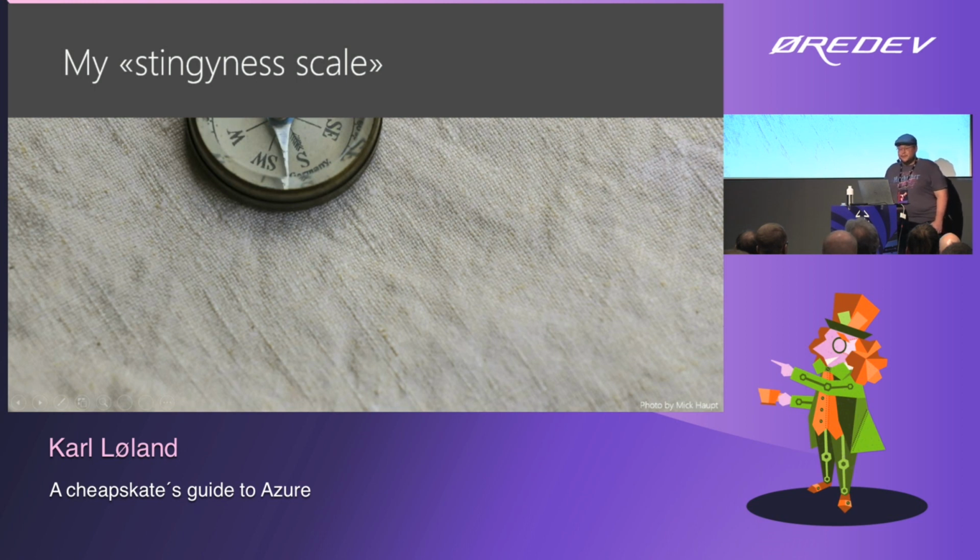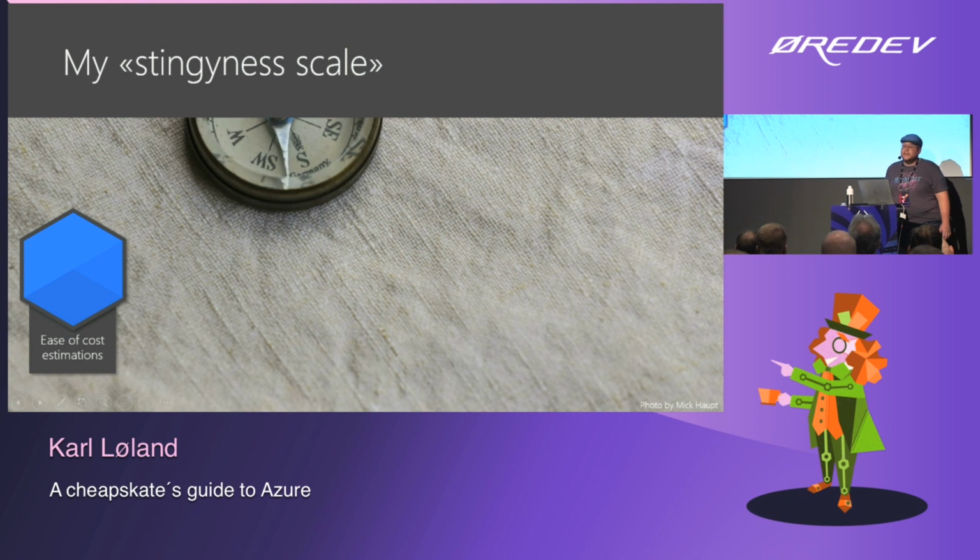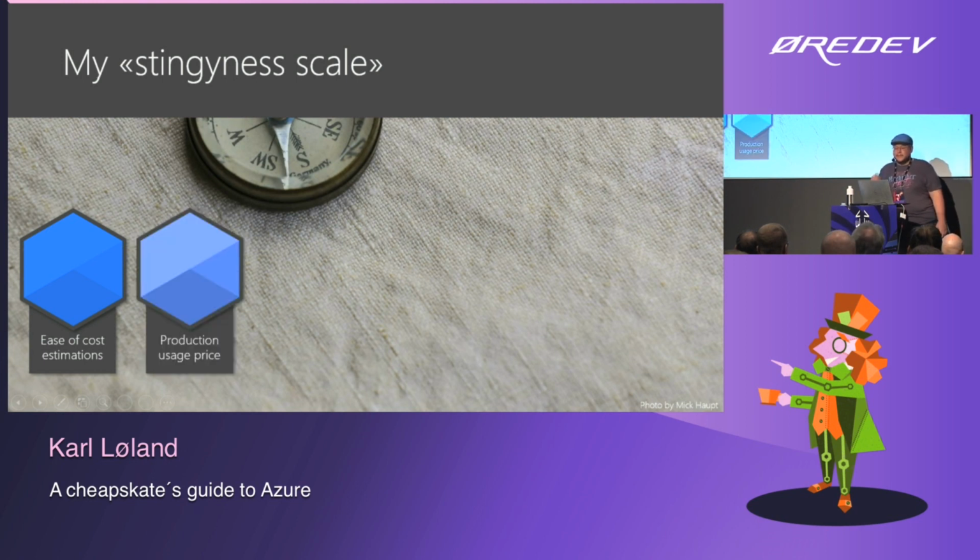This scale consists of a few points that I try to answer for the service in question that I'm looking at. The first point is, how easy is it to estimate costs for that particular service? Then I try to set up a small to medium production usage scenario in the pricing calculator and see how much that would cost me.